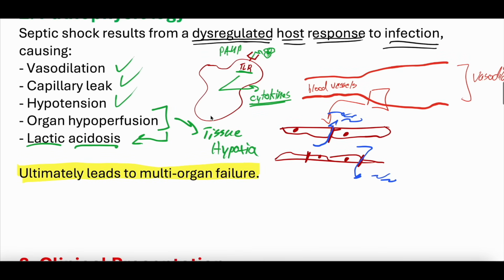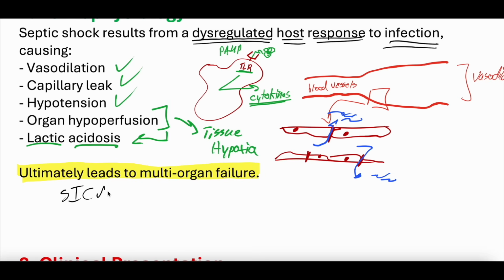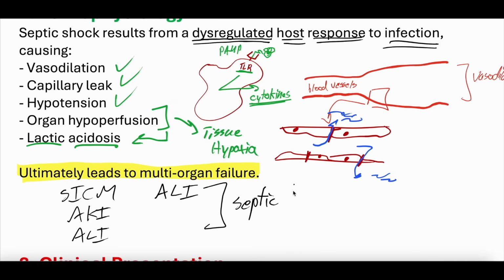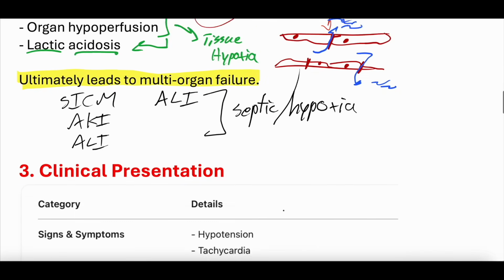multi-organ injury. Right, you can get sepsis-induced cardiomyopathy, which is injury to the heart. You can certainly get acute kidney injuries, or AKIs. You can get acute liver injuries, or ALI. You can get acute lung injury, another ALI. All of these things can result from septic shock once you start to get that tissue hypoxia. Okay?